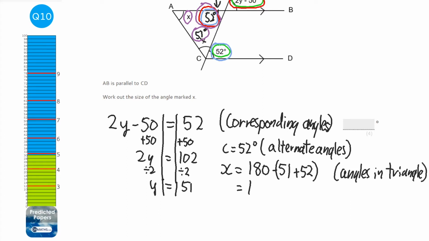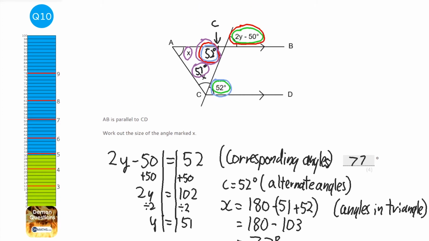Okay, so I know that 51 plus 52 is going to be 103, and therefore that's going to be 77 degrees. So my answer is 77 degrees.